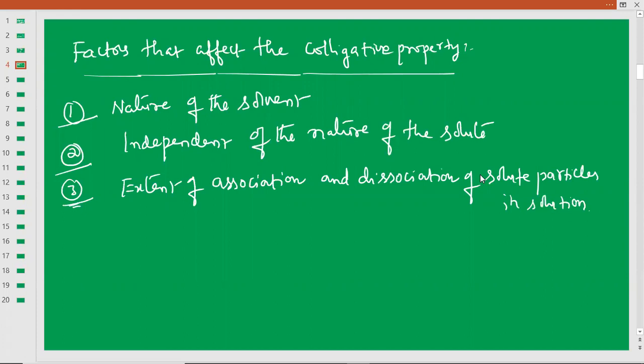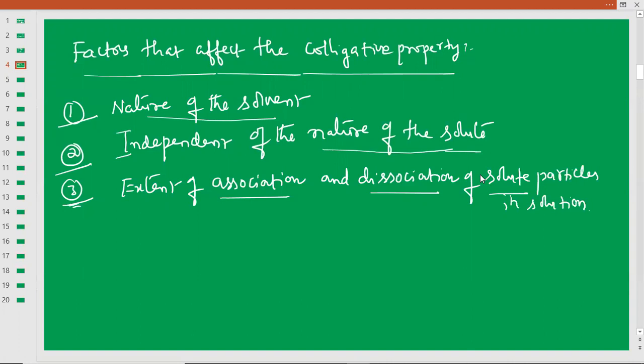So that means the colligative property definitely gets affected when association or dissociation of solute particles takes place in the solution. It depends on the nature of the solvent, and it is independent of the nature of the solute. These are the main factors that affect the colligative property. So finally, what we understand is it depends on the nature of the solvent and on association or dissociation of solute particles.